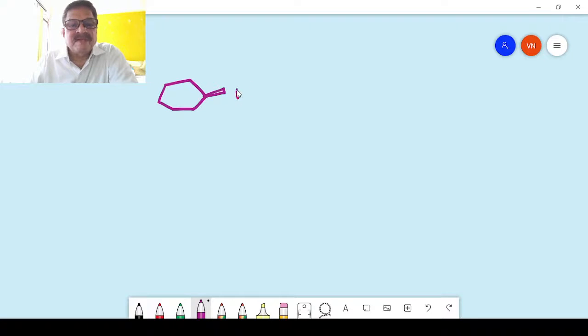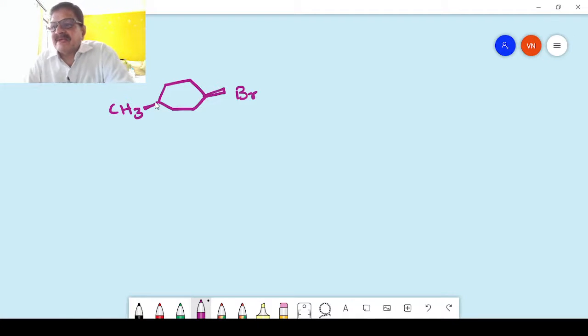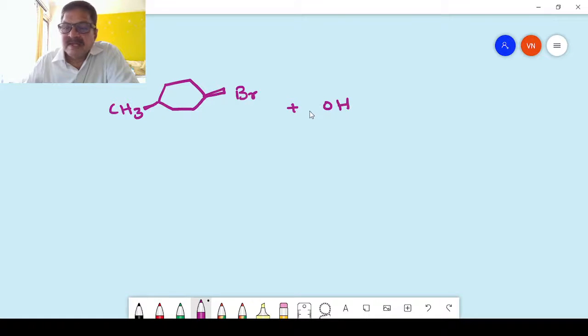This is bromine, this is the leaving group here, and we have a methyl group here. So that is cis-1-bromo-4-methylcyclohexane. So suppose now it is reacting with a strong nucleophile, OH minus.